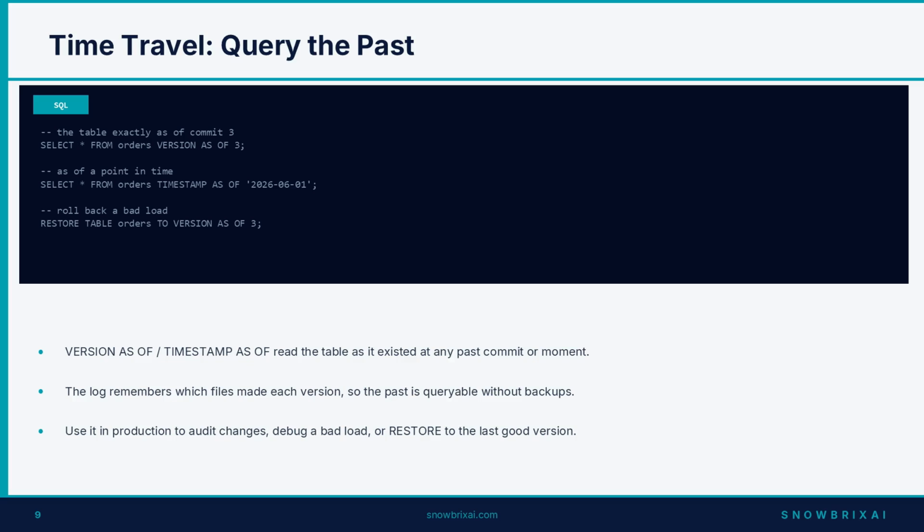Here is the feature that saves careers. Time travel. You can write SELECT star FROM orders VERSION AS OF 3. That hands you the table exactly as it stood at commit 3. Prefer a moment in time, write TIMESTAMP AS OF a date and Delta finds the right version. And when a bad load lands, you do not panic. You run RESTORE TABLE orders TO VERSION AS OF 3. One command and yesterday is back. The log kept every version, so undo is always on the table, literally.